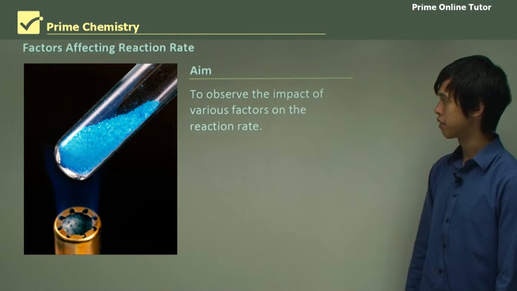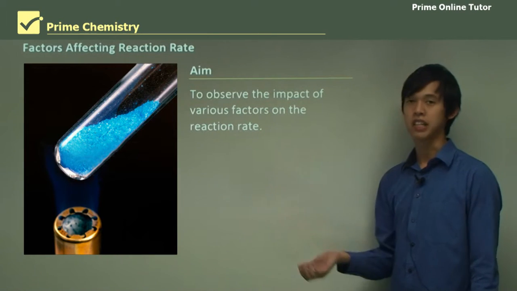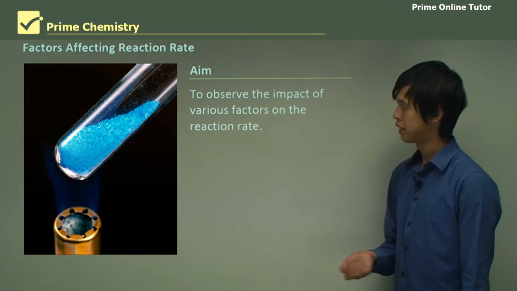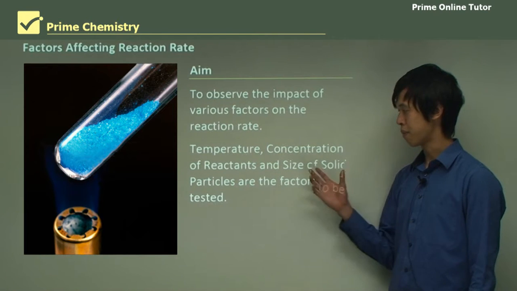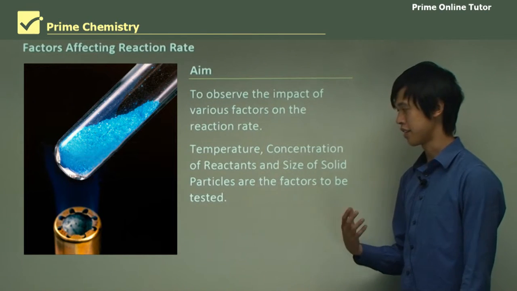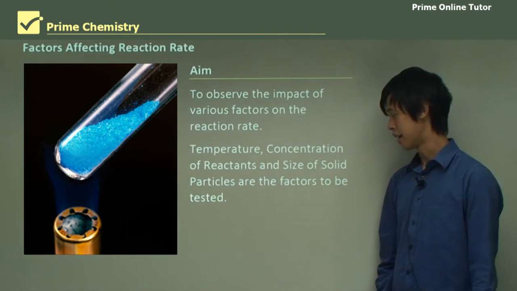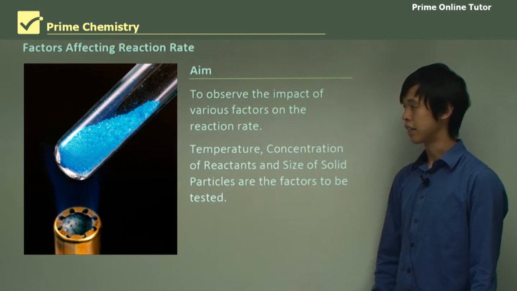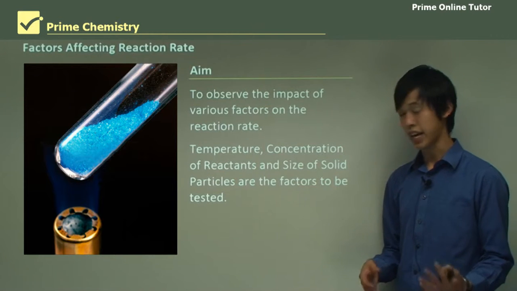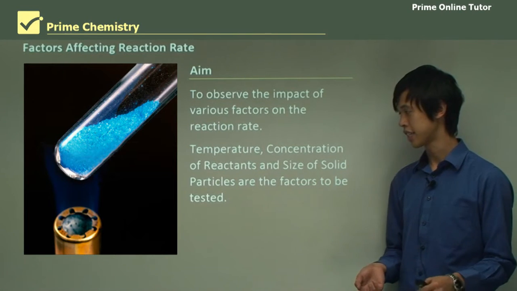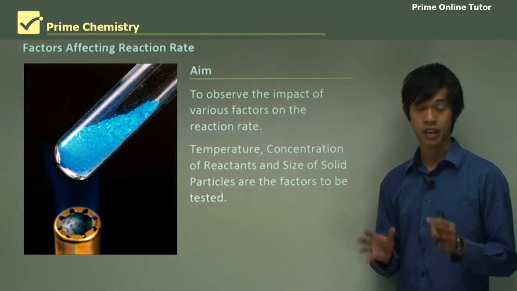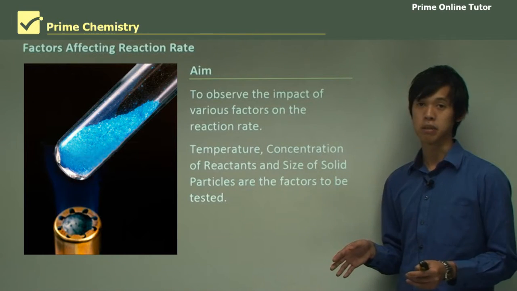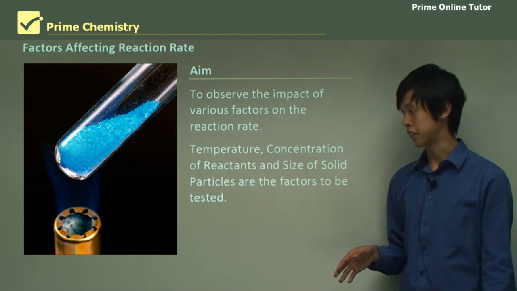So the aim here is to observe the impact of various factors on reaction rate. So we're going to look at temperature, concentration of reactants, and size of solid particles as the factors to be tested. Does temperature affect the reaction rate and how? Does concentration of reactants affect the reaction rate and how? And also the size of the solid particles, does that affect the reaction rate?